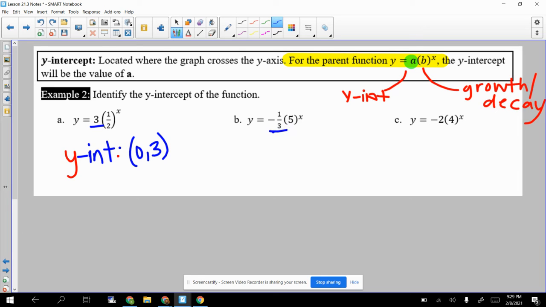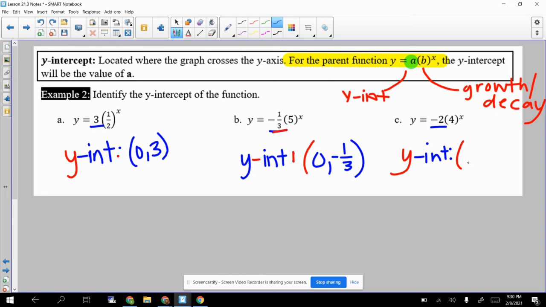Okay, same thing here. Your y-intercept is going to be at 0, negative 1/3. And then this last one, the y-intercept is at 0, negative 2. And that's it. It's just your a value, your initial value.